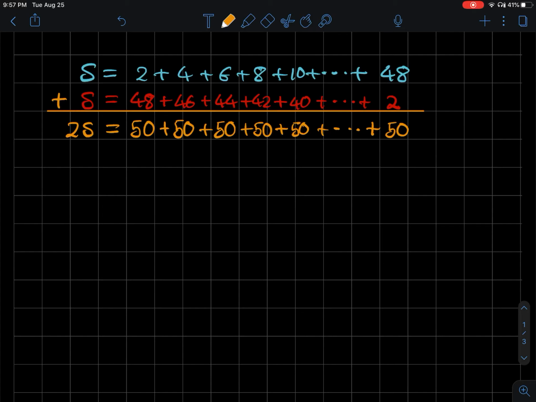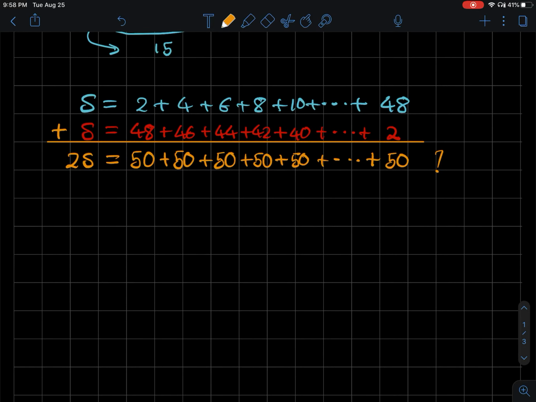So adding 50 plus 50 plus 50, let's say n times, is the same as doing n times 50, because there's n 50s there. Now the question remains, how many 50s are actually here? How many? Well, the value of each of these terms is different from the original sequence. However, changing the value of the term doesn't change how many terms are actually in the sequence.